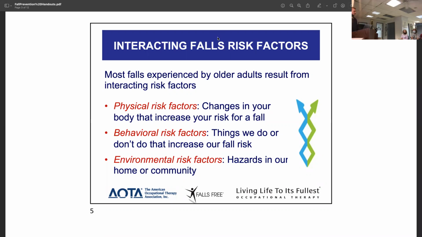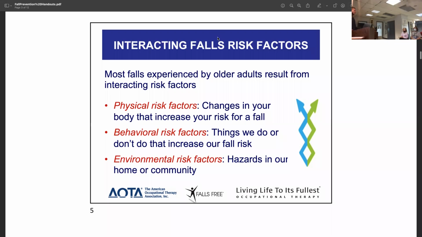Okay. So again, physical risk factors are something that happen in your body. Behavioral risk factors are the things that we do or don't do to increase our risk for falls. For example, not asking for help when doing something that might cause a fall is a behavioral risk factor. Environmental risk factors are typically hazards in our home or community, such as loose throw rugs throughout our home or unclear pathways from your bedroom to the bathroom, or even pets if you have a dog or a cat running around beneath your feet.